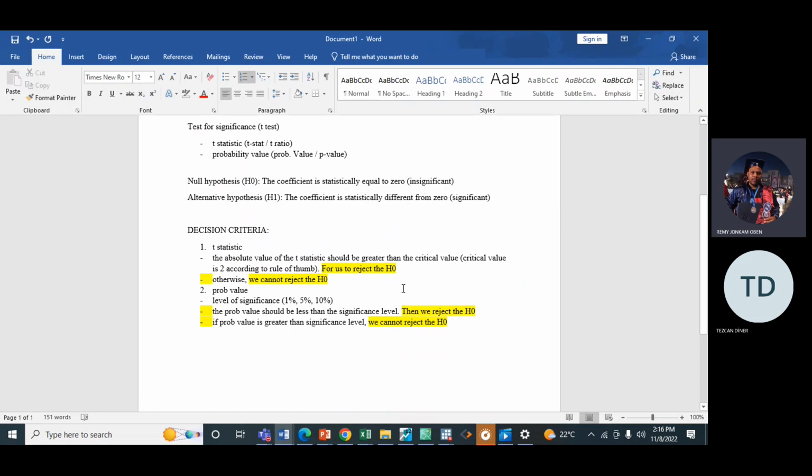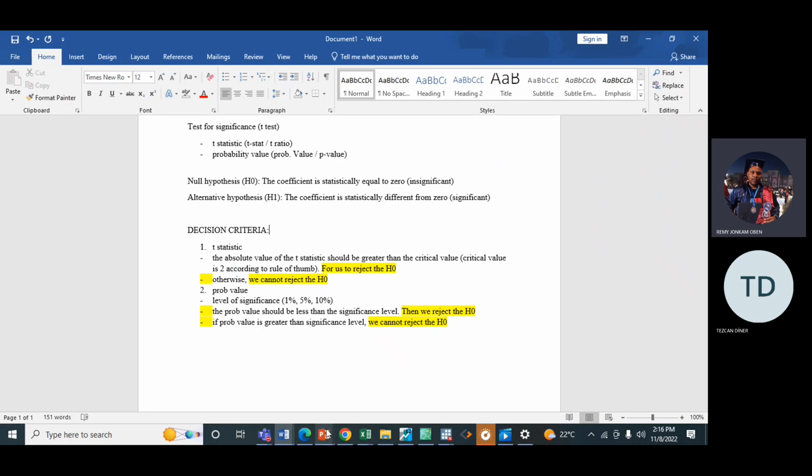So we have used probability value for the constant, and you have seen that it is 0. So for any significance level we use here, 0 is less than 1, 0 is less than 5, 0 is less than 10. So even if you are using 10%, 1%, or 5%, you can reject the null because the probability value is less than the significance level. And if you are rejecting this null, you are accepting the alternative, which says it is significant. So we can interpret the constant, right?